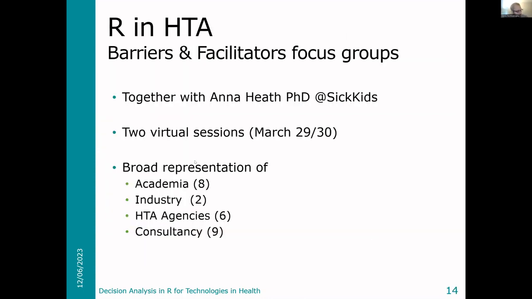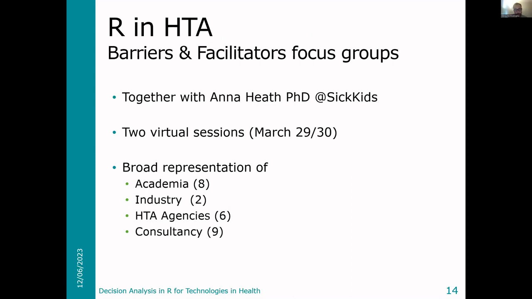So the last thing I'm going to talk about is a recent effort that we've put together with Anna He, who is also working at SickKids. She's a scientist at SickKids Hospital in Toronto, and it has been generously funded from an internal grant, where we ran barriers and facilitators focus groups, two focus groups in March, where we tried to elicit from academia, industry, HTA agencies and consultancies what the barriers essentially are. We focused mostly on the barriers and tried to find actionable initiatives that can alleviate or certainly reduce the burden of these barriers and make access to R smoother.